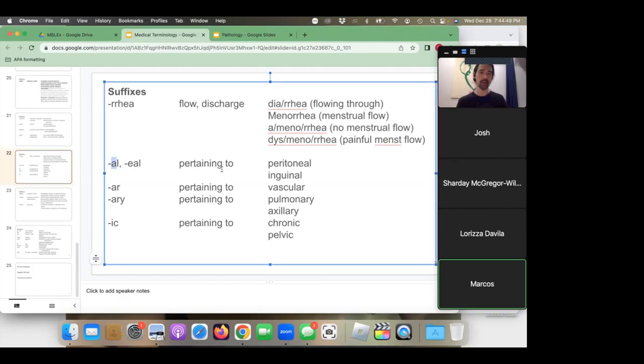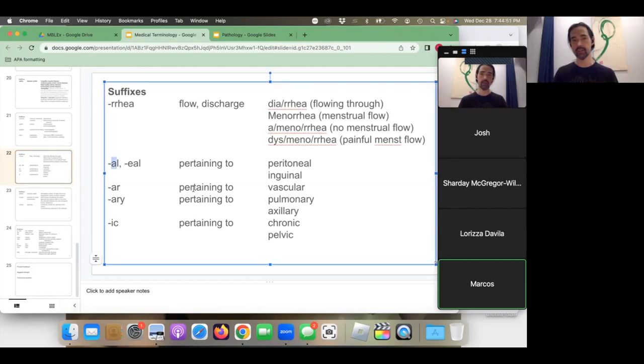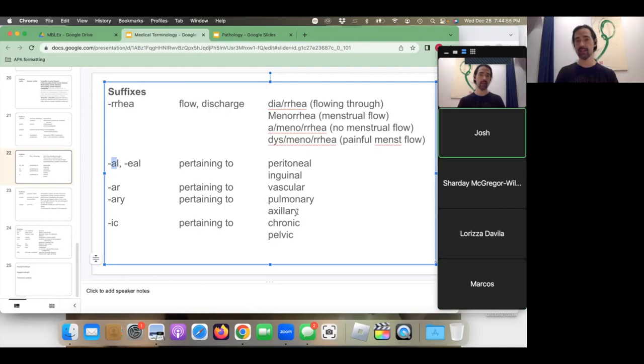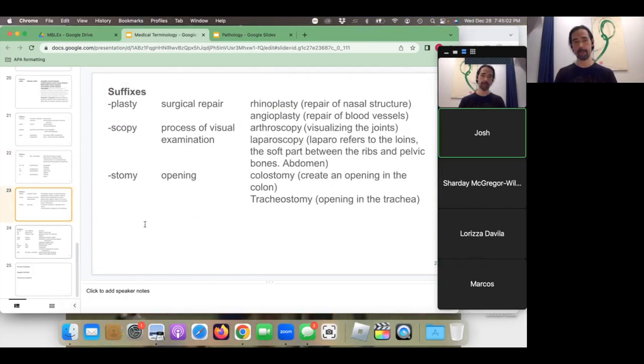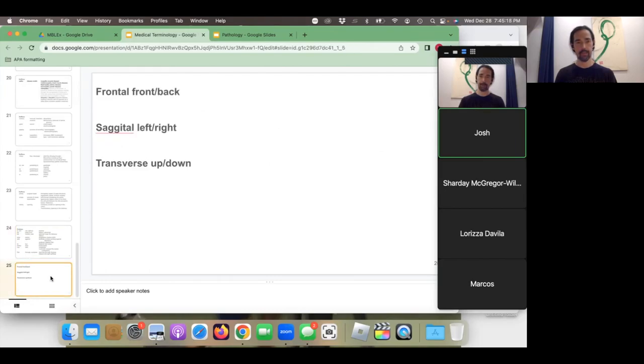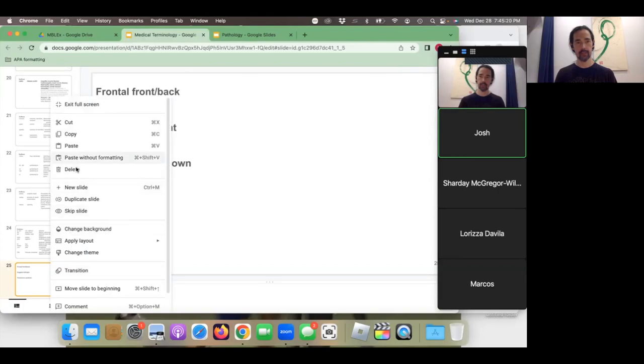Also, al is very important. R, airy, ick, right? Peritoneal, inguinal, pelvic, phrenic, A-R-Y, like axillary. Very important. You're going to see that all the time. AB away, AD toward, by, on, ECC for ek. Yeah. Okay, I think that's good for now.